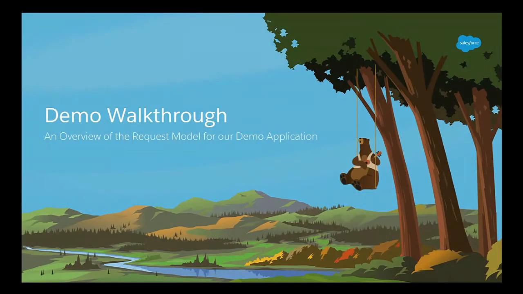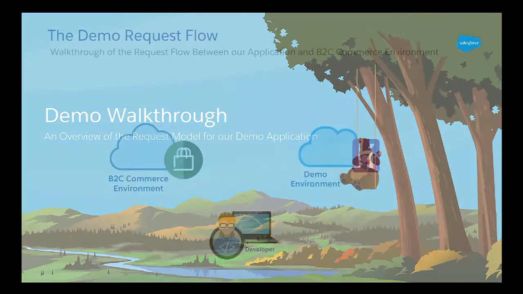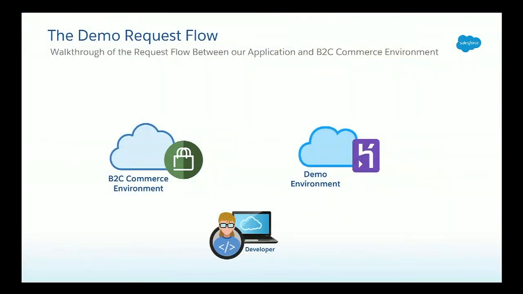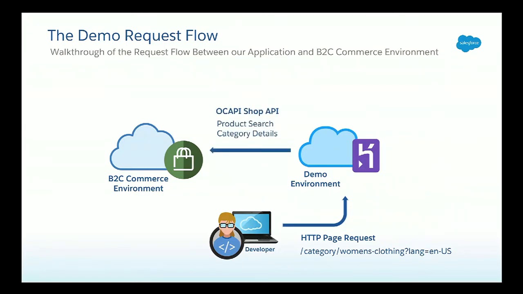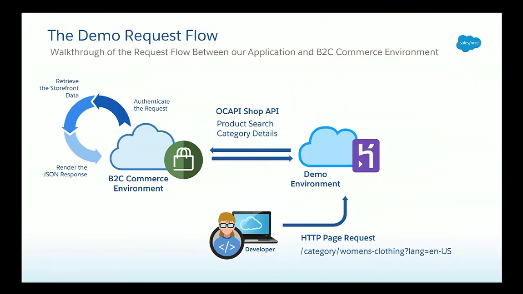For the demo, what we're going to do is walk through the anatomy of a request. Here we have our Commerce Cloud environment, our demo environment, and a developer modeling a request. The first thing that happens is the developer initiates an HTTP request. That HTTP request goes to the Node.js web application. The web application processes it and fires off two OCAPI requests, one to collect category data, another to collect product data. OCAPI authenticates the request, retrieves the data, renders a JSON response, and then returns that back to the Heroku environment.